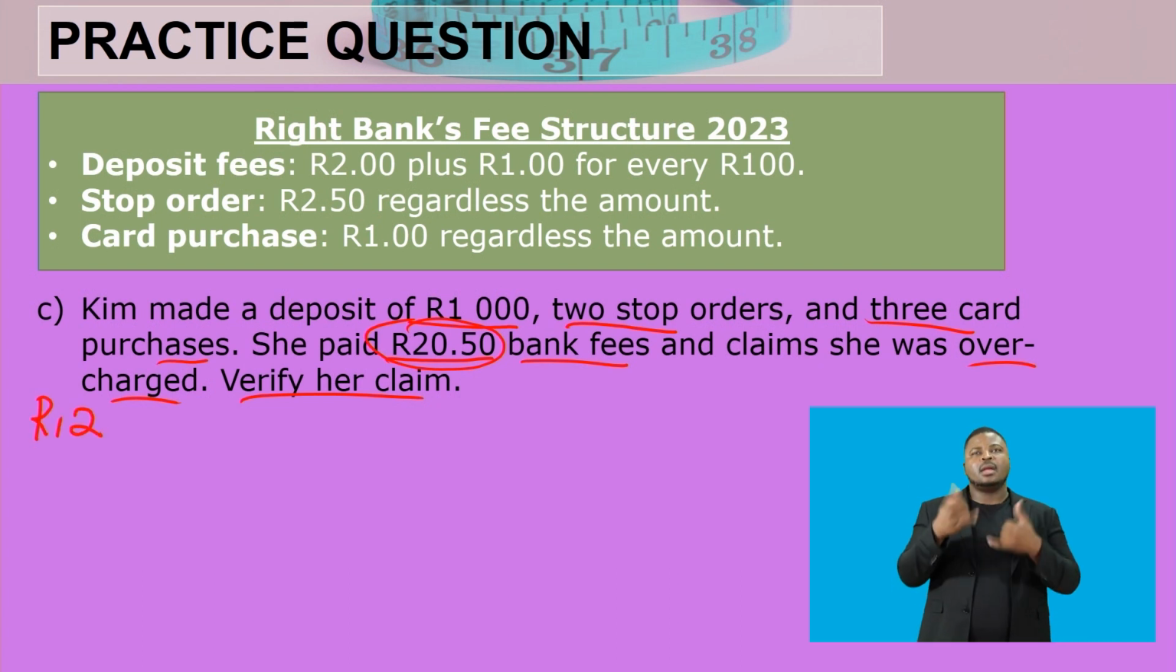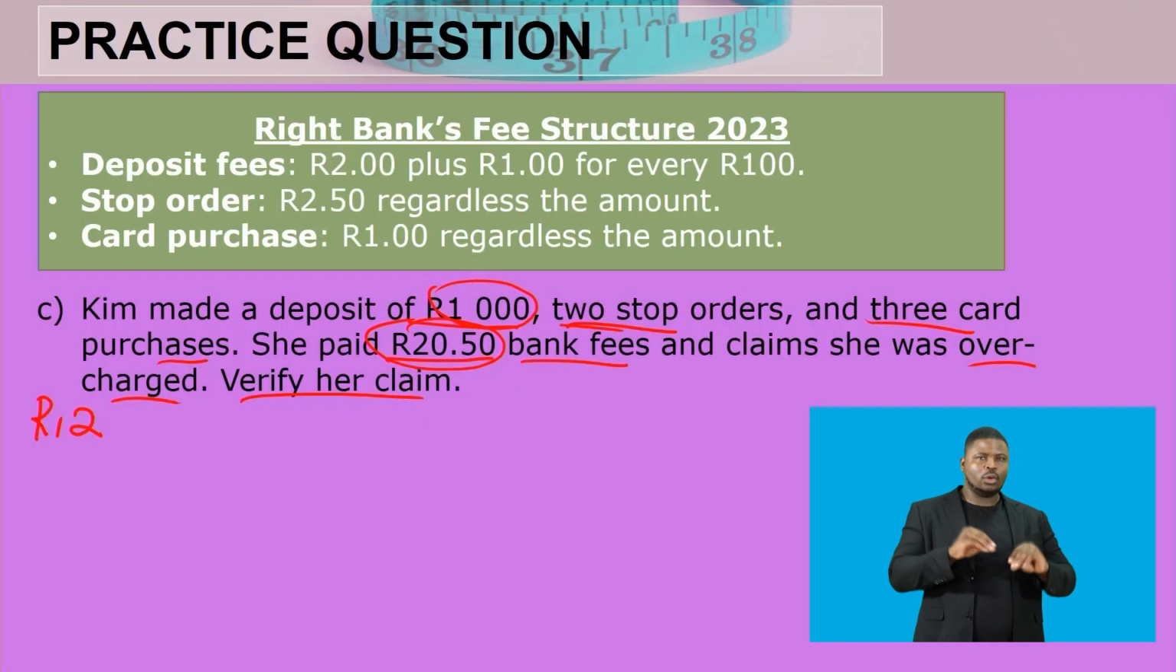Then we move on to the next one. We calculate the fee for the stop orders. The reason why we are still using the very same 12 rand is because the deposit amount is still the same. So we are taking that it's the same deposit that Kim made in the previous question. So 2 stop orders. We are given the charge for stop orders is 2 rand 50 regardless of the amount. But this 2 rand 50 is for each stop order. It's not for all the stop orders that have been made. So for each and every stop order, you will be charged 2 rand 50.